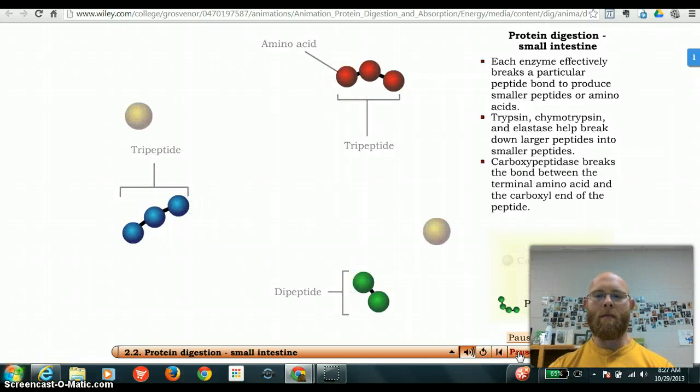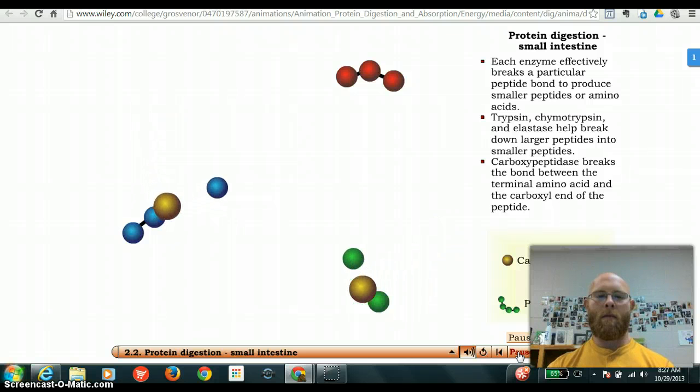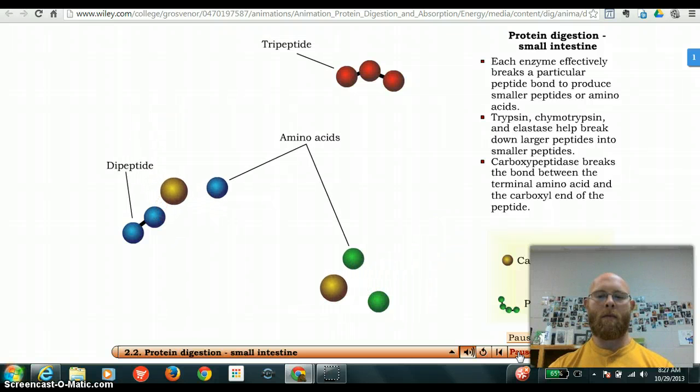Carboxypeptidase breaks the peptide bond that attaches the terminal amino acid to the carboxyl end of the peptide. Terminal amino acid just means the end. Carboxy, because it attaches to the carboxyl group. I told you they're named after what they do a lot of times. Peptidase, they break a peptide bond, and the suffix -ase means it's an enzyme. So this chops off the terminal end amino acid, and a lot of times creates dipeptides, tripeptides, or just free amino acids, depending on the size of the fragments after trypsin, chymotrypsin, and elastase have broken them up.